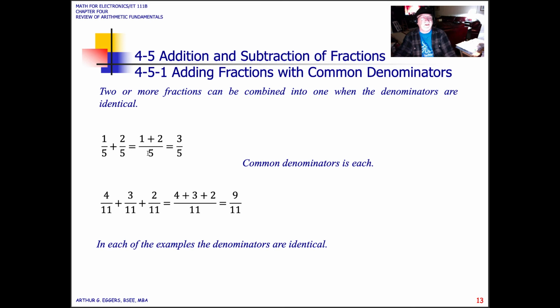Okay, again, you can look at that by inspection and go, well, if I add another 1/5 to 2/5, I know I've got 3/5. Okay, 4/11 added to 3/11 added to 2/11. I can very quickly look at that and say, okay, they all have 11 in the denominator. What do I have in the numerator? 4, 7, 9. So 9/11. Boom, you're done. You can look at these things fairly quickly and do it by inspection.